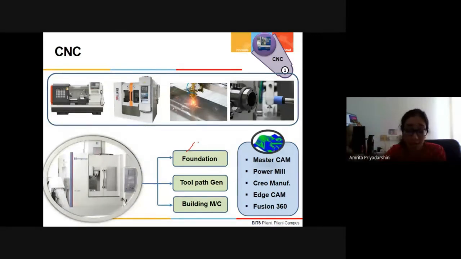Okay, and then we have to develop the toolpath. We have to go for the toolpath generation, and then building, the third aspect. As I said, first you need to understand the overall setup. You have to understand the part program, generate the toolpath, and we should also focus on the building, how the machine is built. What are the different motions involved in that?